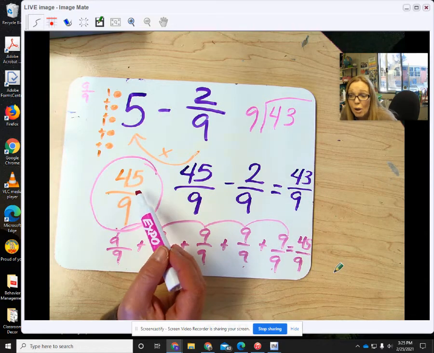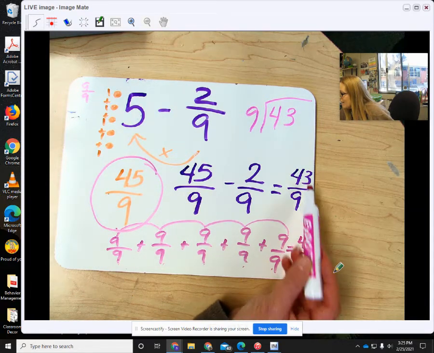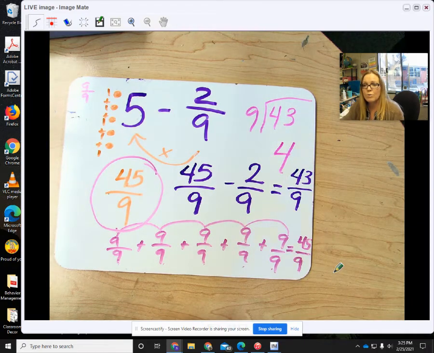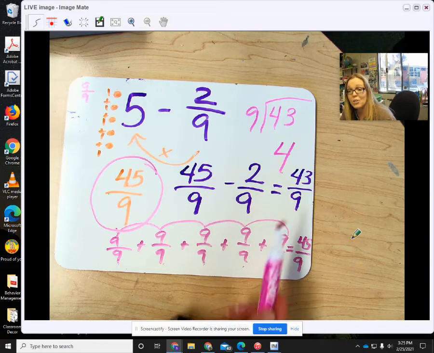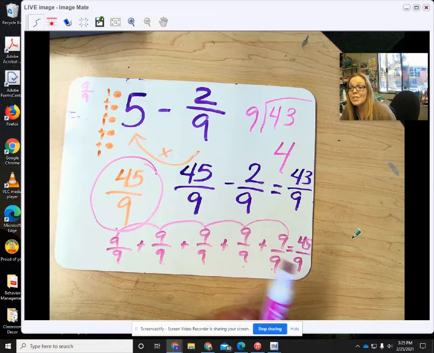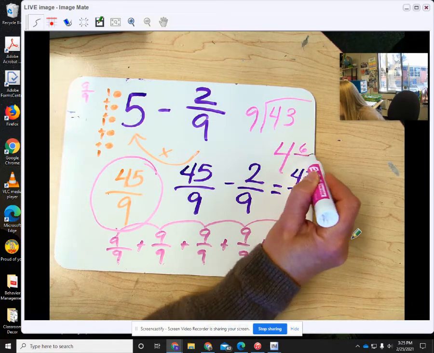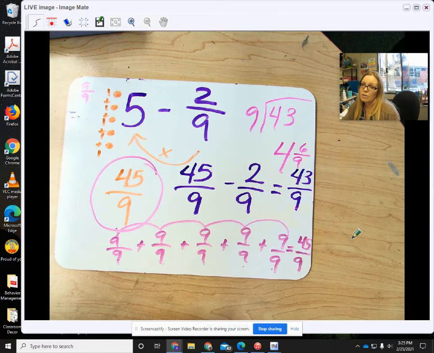I know it goes into 45 5 times. And that would get me too high. So therefore, I know that 9 will go in 4 times without going over. What is left? Well, 9 times 4 gave me 36. Therefore, I count up from 36 to 43, and that gives me 6 left over out of 9. My denominator stays the same. So close to being at my final answer.